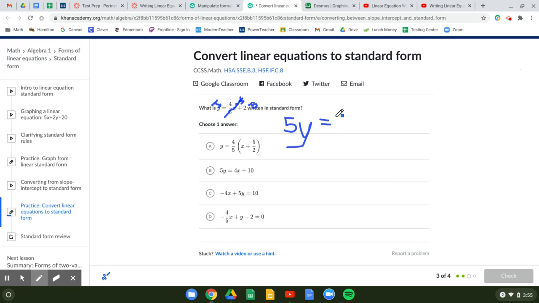equals 4x, because multiplying by 5, the whole reason I did it was to cancel the division at the bottom of that fraction. That's, again, what fractions do. And then 2 times 5 is 10 over on the right-hand side.